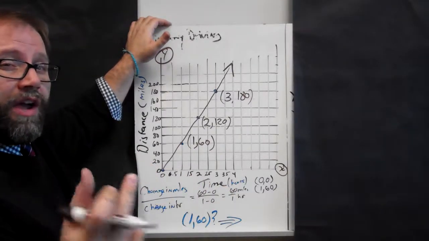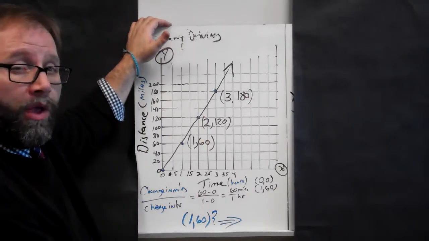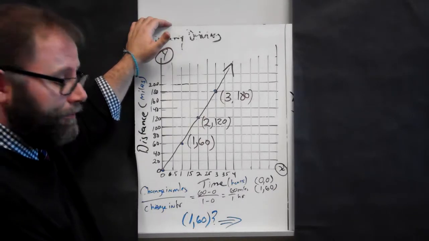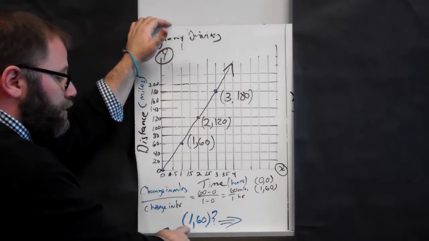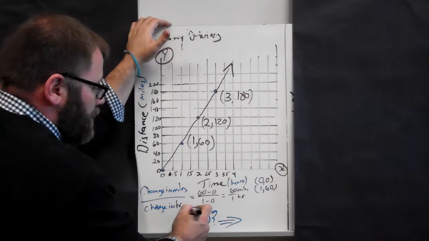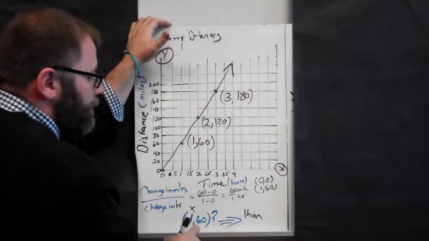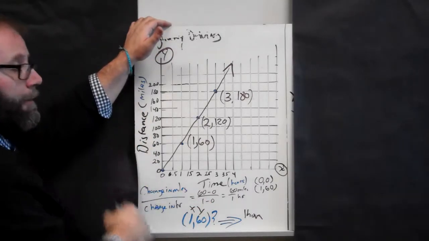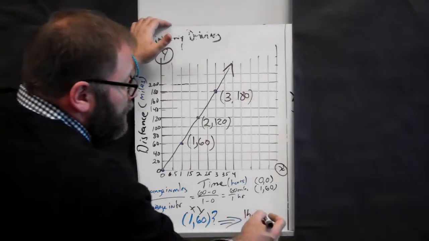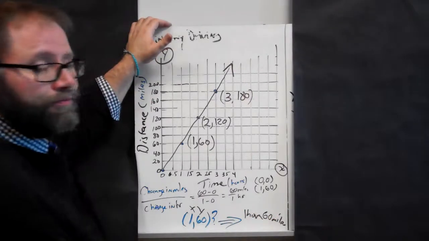But if you also have to determine this, what is the value of the point 1, 60? What does that mean? Well, on the x side, 1 being the x, it means we've traveled 1 hour. And on the y side, the 60 indicates, I check my thing here, the distance we traveled. In 1 hour, we traveled 60 miles.